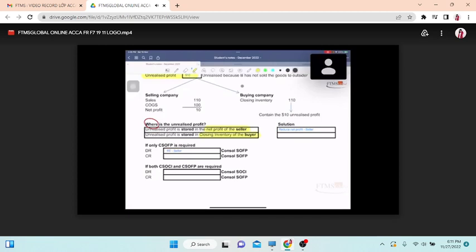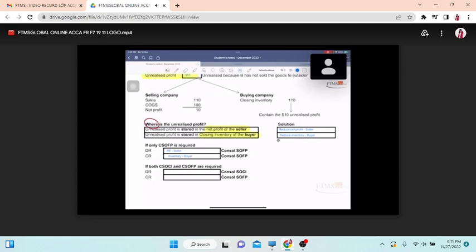Inventory is an asset. To reduce an asset, I will credit it. So I will credit inventory of the buyer. Okay, so that's the first part. Hopefully all is fine with you.